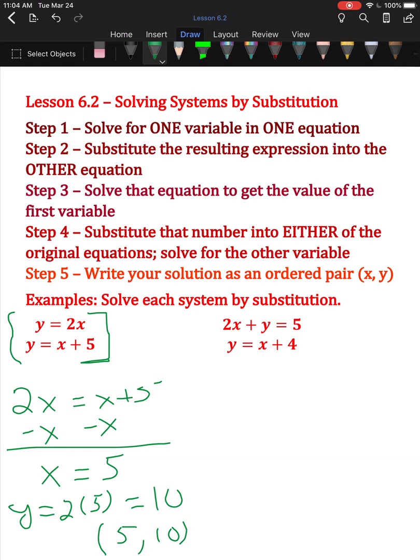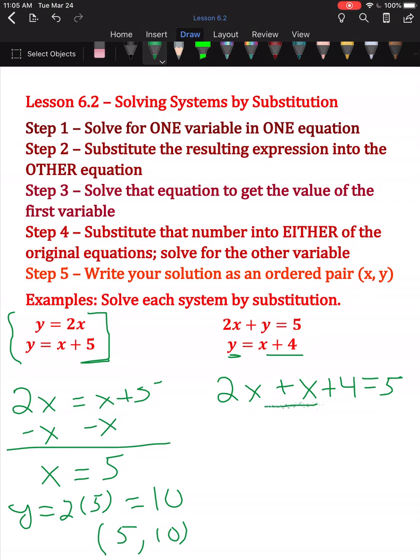Okay, ordered pair solutions. We get an x, we get a y. We list x, y things as an ordered pair. In the second problem, the first equation doesn't say y equals, but the second does. So according to the second equation, I know that y is x plus 4. So I could rewrite the first equation, 2x plus, but instead of putting y in, I'm going to put what y is equal to, which is x plus 4. And that equals 5.